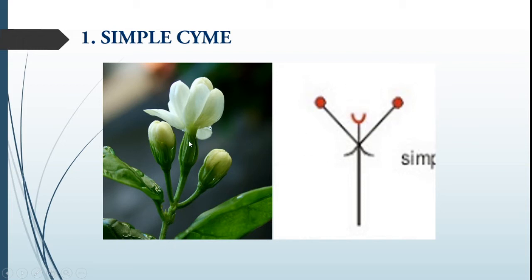This plant is Jasminum, and different species of Jasminum show simple cyme. In simple cyme, as usual, the peduncle ends in a flower. Only 2 lateral buds arise from the base, and the growth of the inflorescence suddenly stops. That is, the inflorescence contains only 3 flowers. That is called simple cyme. The example is Jasminum.